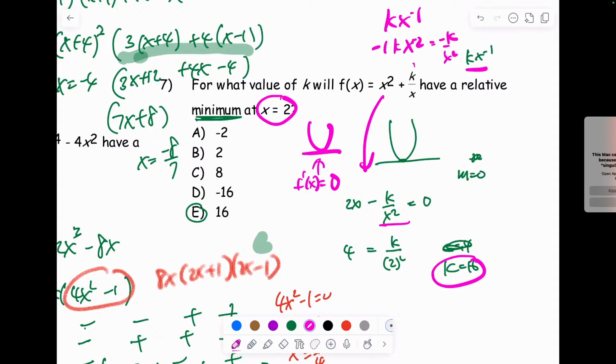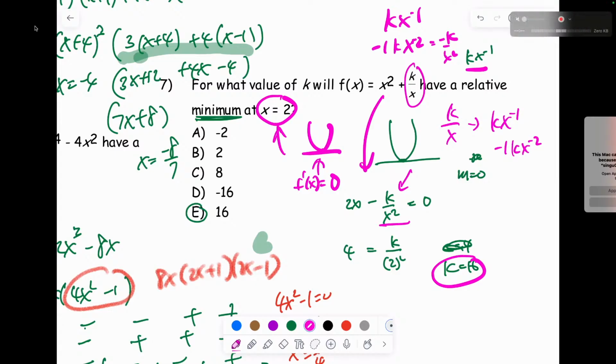Now, here's the hard part. Take a derivative of k over x. You want to change it to kx to the negative 1. Now take a derivative, so it'll be negative 1 kx to the negative 2. And that's how you do it properly. So you simplify down to here. Move the 2x to the other side, and also plug in 2 because they say it occurs at 2. Then you can solve for k. k is equal to 16. Very, very good questions, and it's very important that students are able to do that.